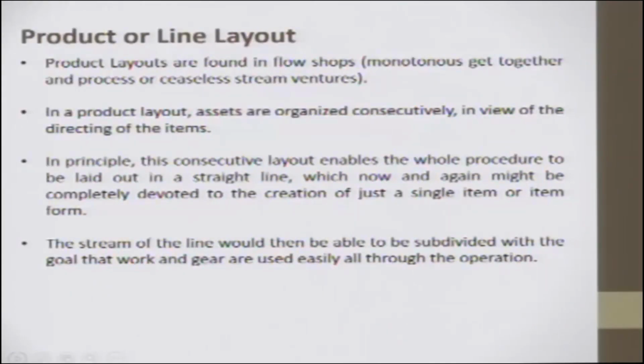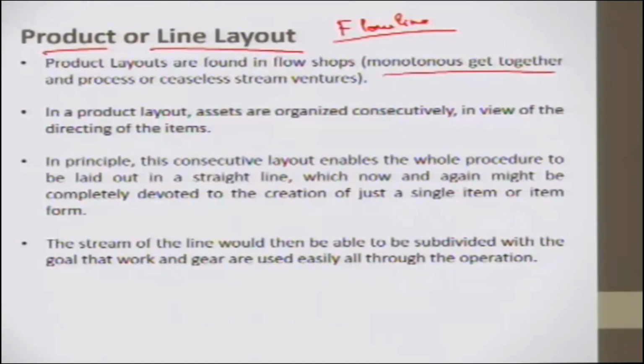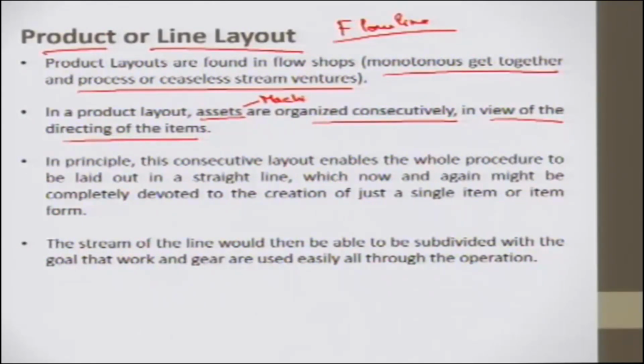So next is product or line layout. It is also known as flow line. Product layouts are found in flow shops, that is repetitive assembly and process or continuous flow industries. In a product layout, resources are organized consecutively in view of the routing of items. Here by resources I mean the machines or equipment.